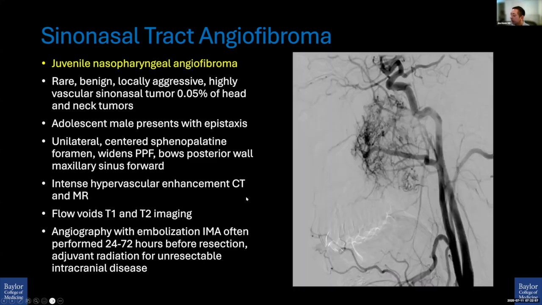On angiography, you typically embolize the IMA 24 to 72 hours before performing a resection to decrease bleeding. And when you see these, you typically don't biopsy them because there's risk of bad bleeding. And these patients can get adjuvant radiation for unresectable intracranial disease.